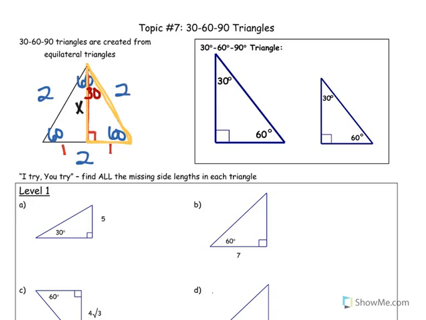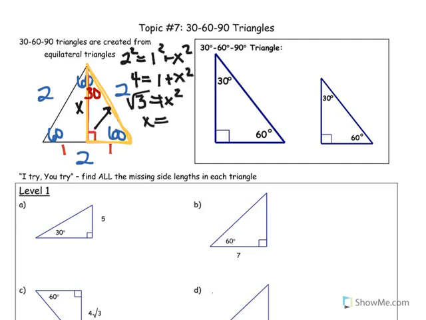So let's use the Pythagorean theorem. So c squared, that's 2 squared, equals, one of my legs is 1 squared, and I'm solving for the other one. 2 squared is 4, 1 squared is 1, plus x squared. Subtract the 1 from each side, and I get 3 equals x squared. Take the square root, and I know that x equals the square root of 3. So this side length here is the square root of 3.